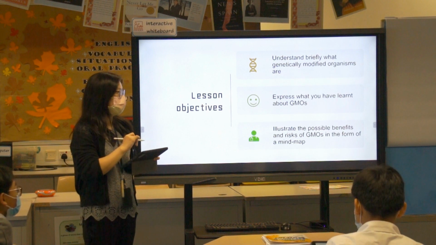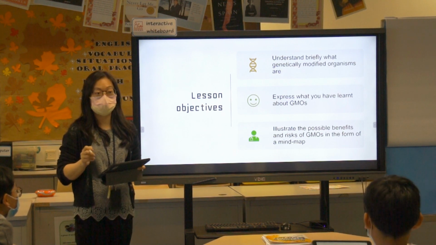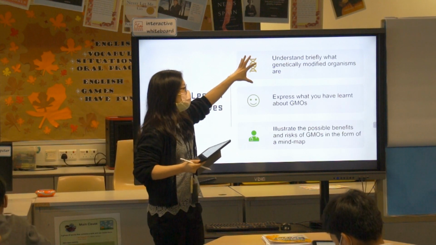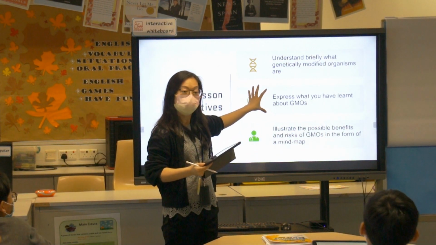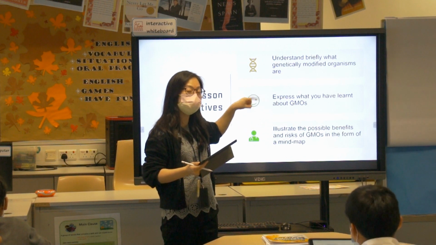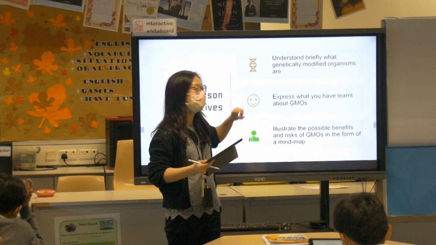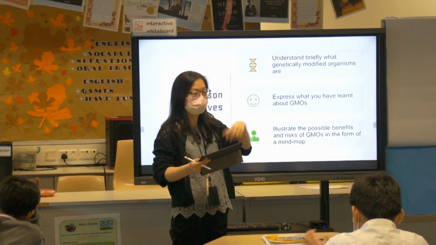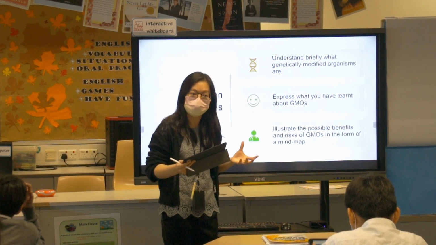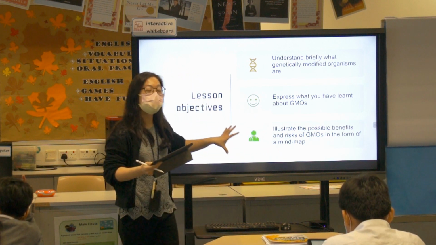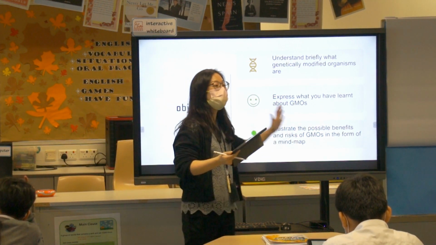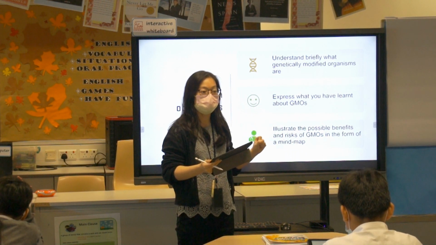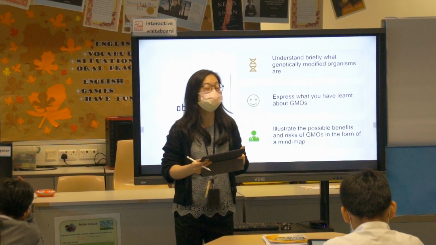Yesterday we learned something about GMOs, genetically modified organisms, and you have done something on your Padlet, the KWL chart. We learned about the good things, the pros, and the bad things, the cons about GMOs. Today I would like you to illustrate all the possible pros and cons that you know, in the form of a Jamboard, a mind map.